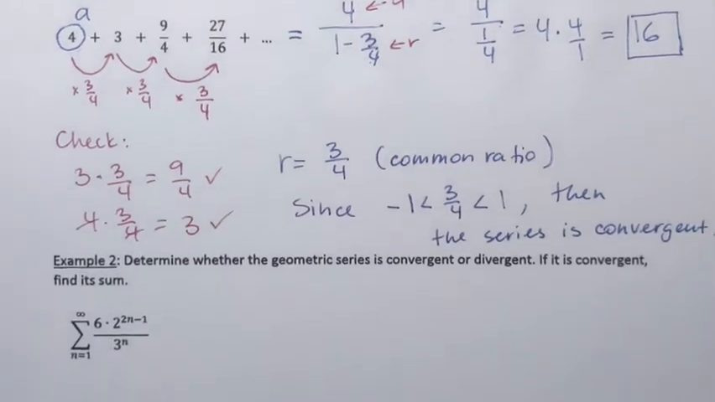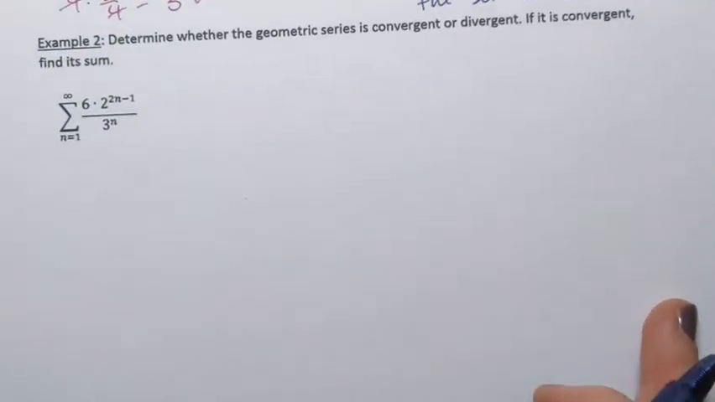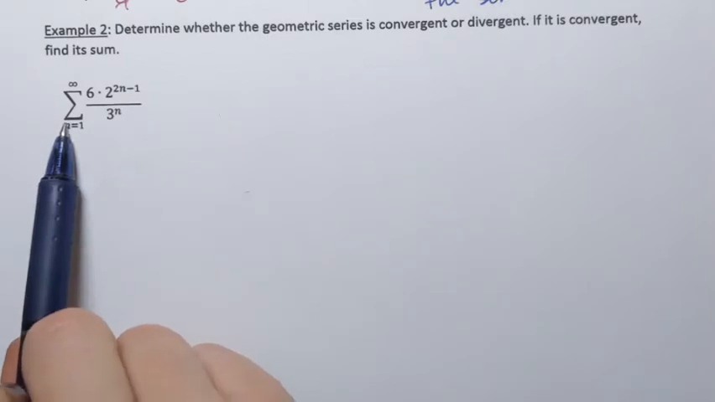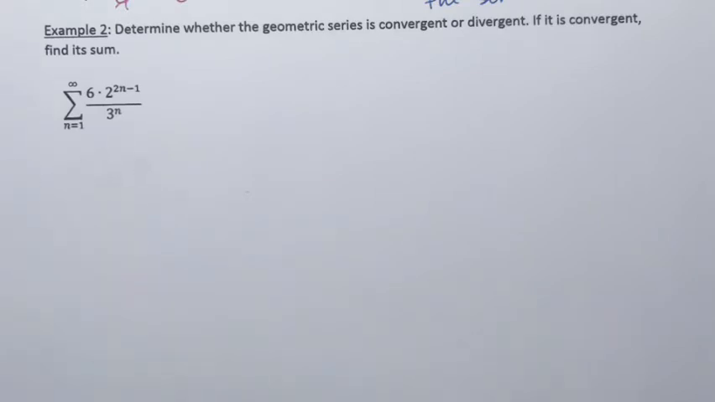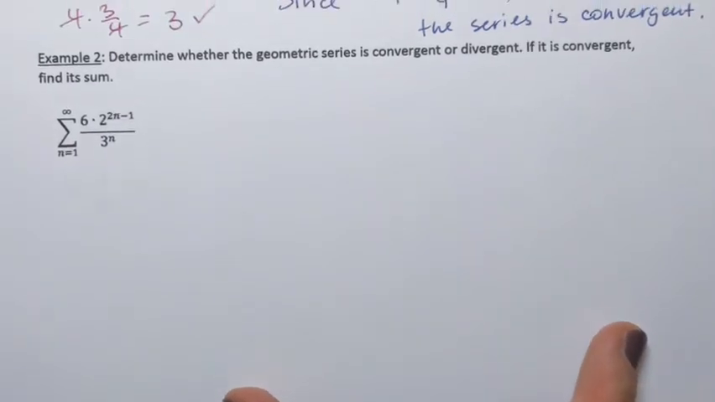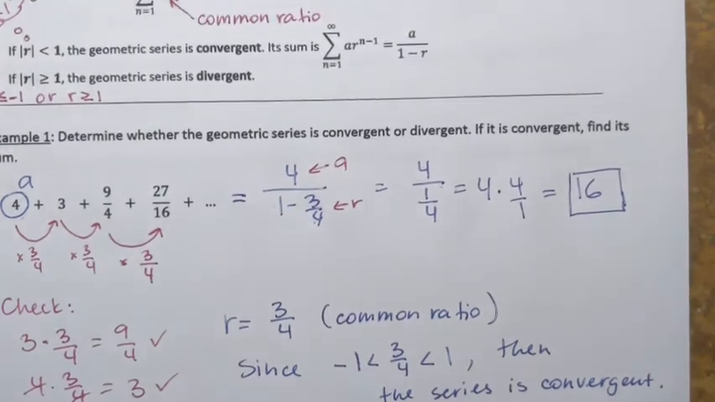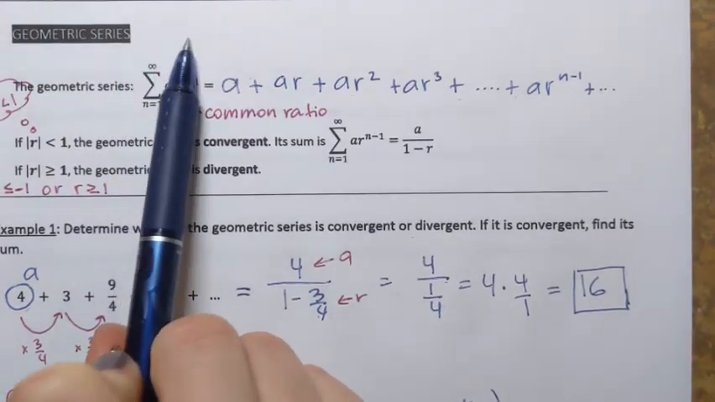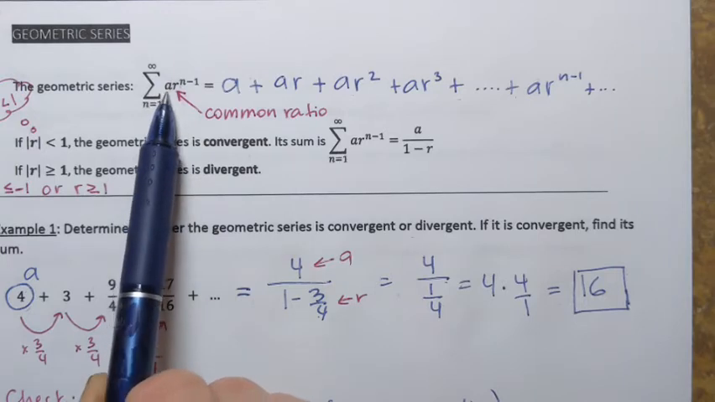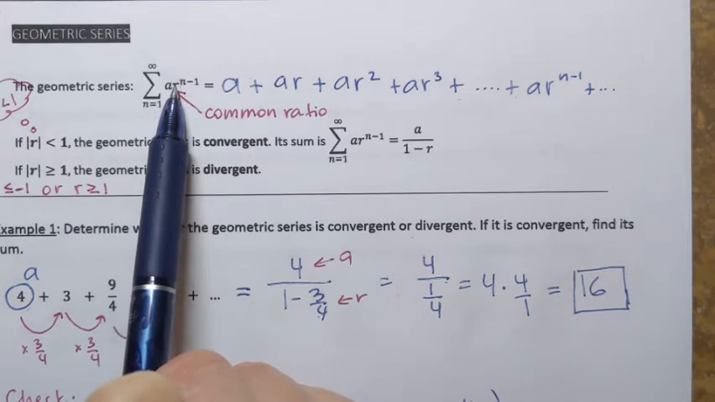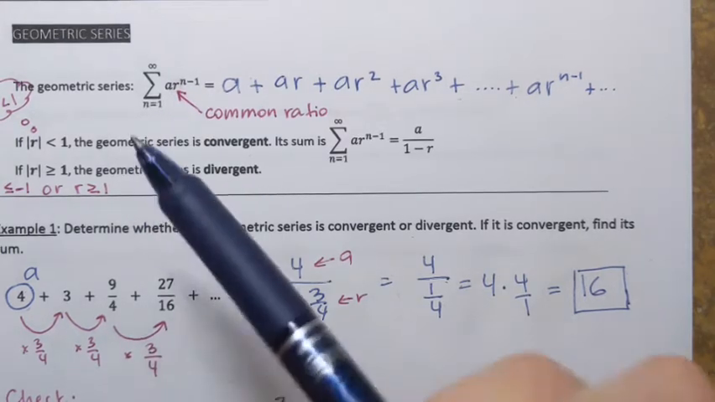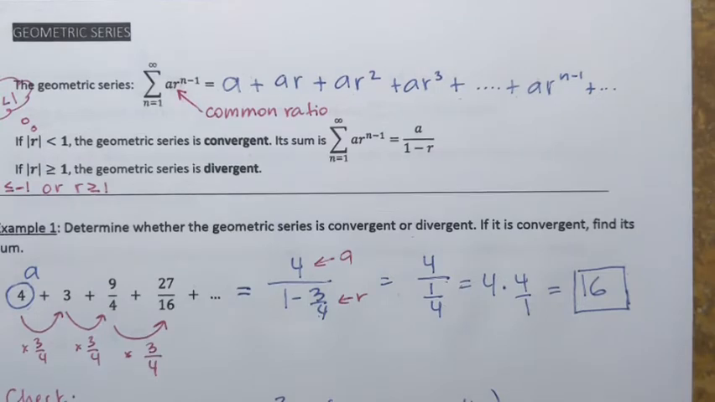Well, let's try one more example. This time, the series is given to us using sigma notation. And we want to show if this geometric series is convergent or divergent. Now, to determine that, we need to look at the common ratio. But to be able to find the common ratio, the series has to be in this specific form. It has to have some kind of constant, and right next to it some base raised to the power n minus 1. And the base is what we call common ratio.